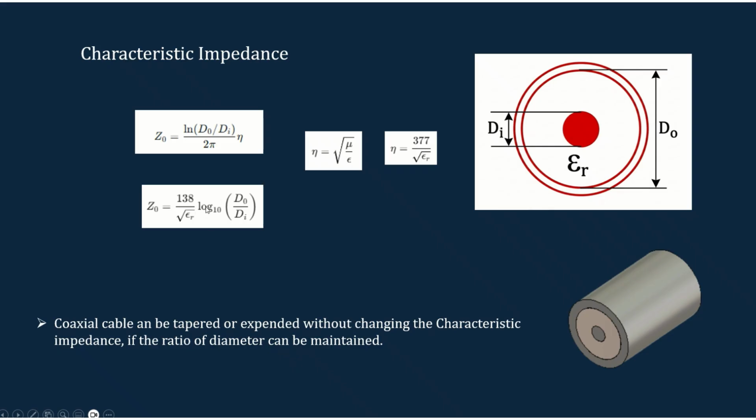In terms of log 10, this expression can also be given as 138 by square root of epsilon r times log 10 of d0 by di. Here you can see that the characteristic impedance depends mainly on d0 and di, that is, these diameter parameters. So if you maintain this ratio, you can change the dimensions, meaning you can taper or expand the coaxial cable while keeping the same characteristic impedance Z0. That is one of the important characteristics of the coaxial cable.